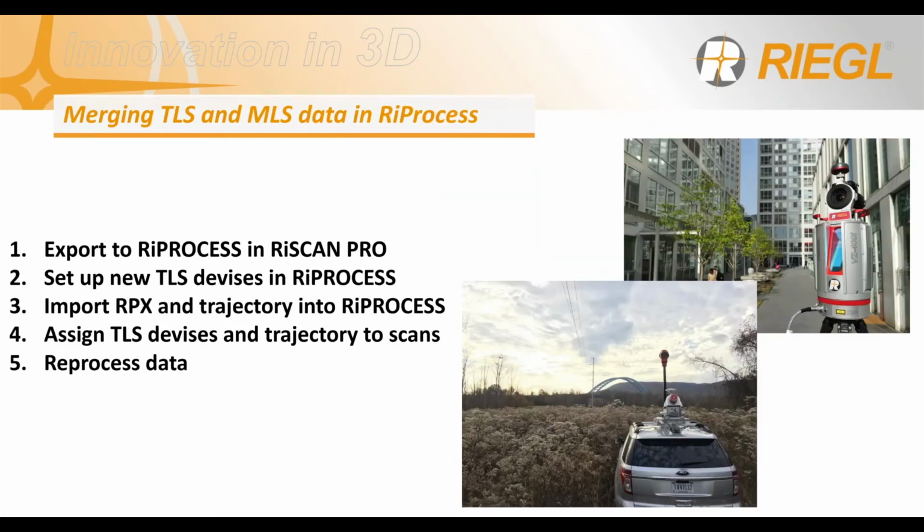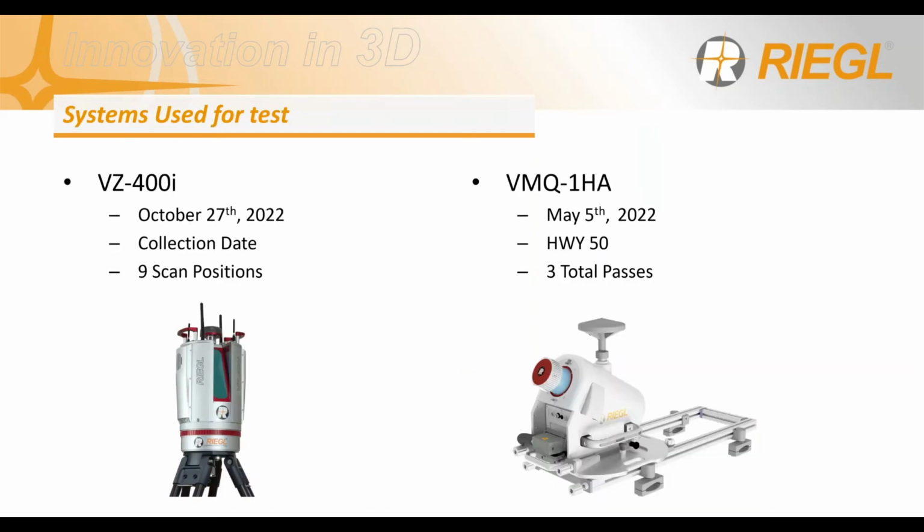So in RiProcess itself, we've actually set up a 5-step workflow that's going to be able to merge both your terrestrial and your mobile scans very quickly without much manual work on the end. I'm just going to go through those 5 steps with you, and we're going to look at some data afterwards. First I wanted to show off the 2 systems that we actually used for this test.